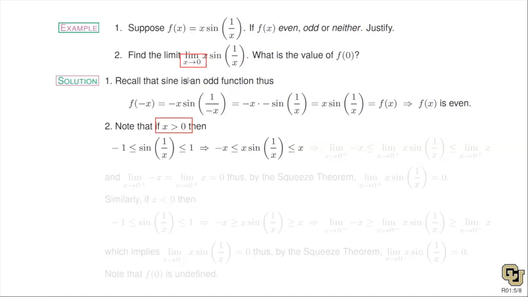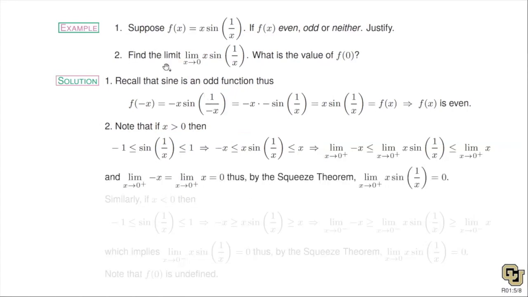So if x is greater than 0 for our limit from the right, I can multiply this inequality through by x without changing the direction of the inequality because x is positive. Now, squeeze theorem says we can just take limits, the inequalities are still true. So now I can take the limit of the function at the very ends. The limit of negative x and the limit of x as x approaches 0 from the right is 0. So by the squeeze theorem, the function in the middle also has to go to 0. It's being squeezed on either side.